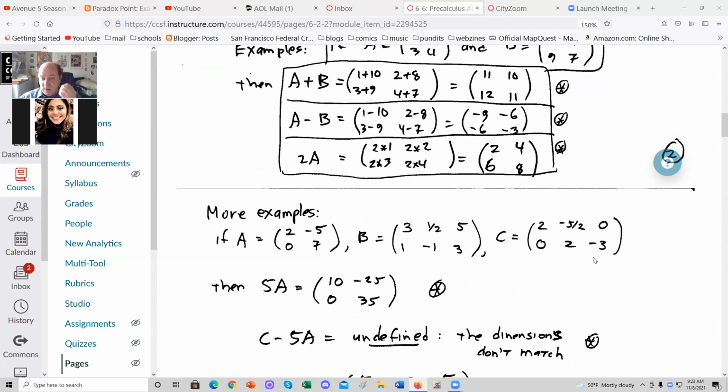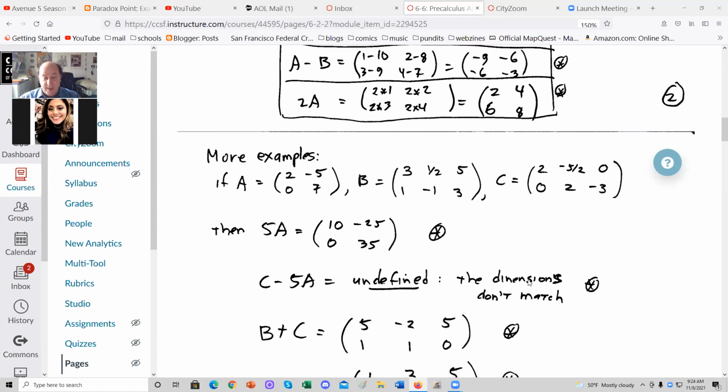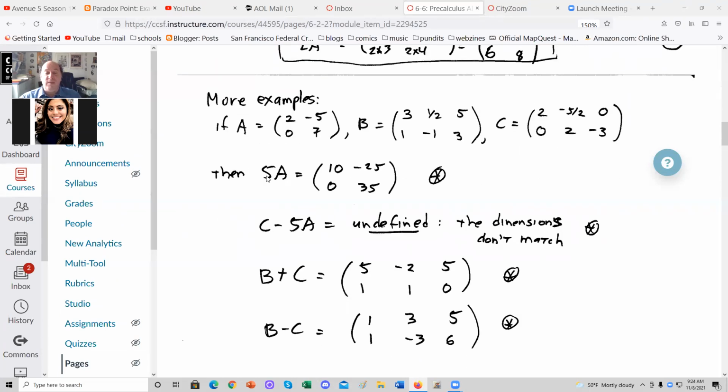Okay, sometimes you get trouble with dimensions not matching. Here we have matrix A, 2, -5, 0, 7. B is 3, 1/2, 5, 1, -1, 3. And C is 2, -5/2, 0, 0, 2, -3. So, for example, what is 5A? Well, you multiply each of these entries by 5. 5 times 2 is 10. 5 times -5 is -25. 5 times 0 is 0. 5 times 7 is 35. So this is the matrix 5A.